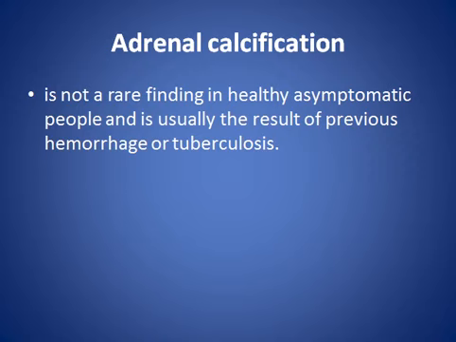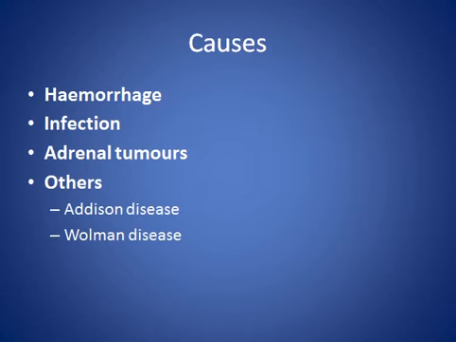Adrenal calcification is not a rare finding in healthy asymptomatic people and is usually the result of previous hemorrhage or infection like TB or histoplasmosis. Causes: hemorrhage, infection, adrenal tumor, others like Addison disease, Wolman disease.